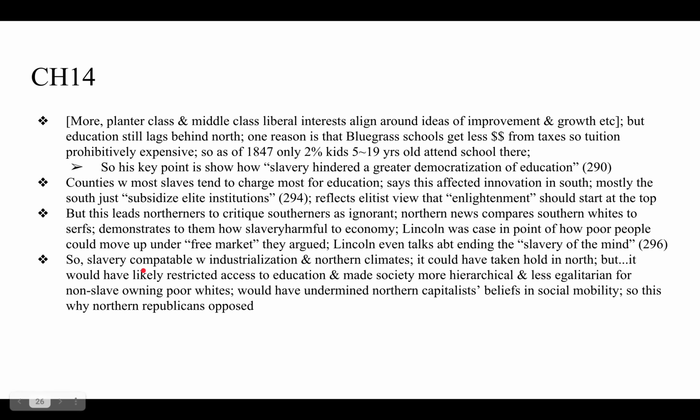Okay, skipping ahead. So slavery was compatible with industrialization in northern climates, he says. It could have taken hold in the North, but it would have likely restricted access to education and made society more hierarchical and less egalitarian for non-slave owning poor whites. It would have undermined Northern capitalist beliefs in social mobility, so this is why Northern Republicans opposed it.